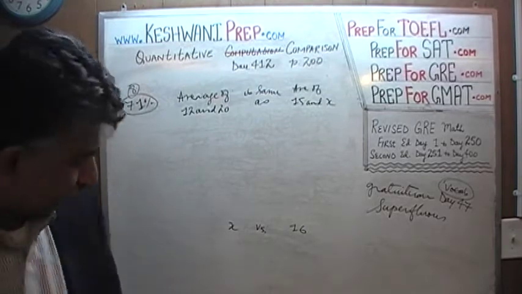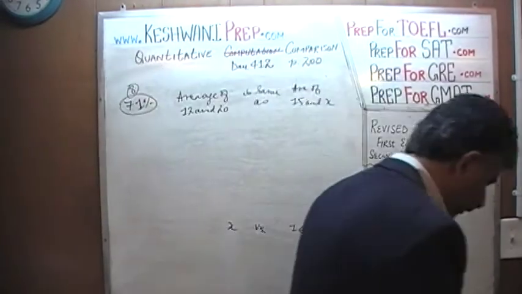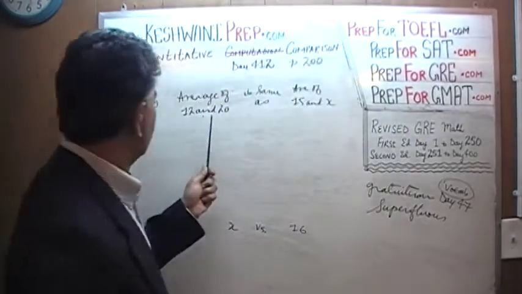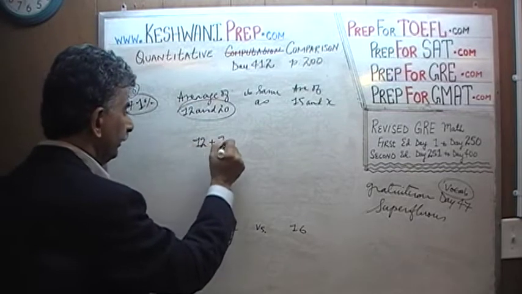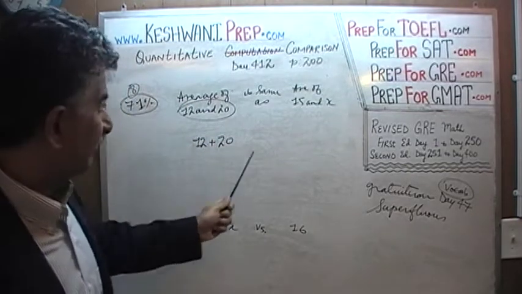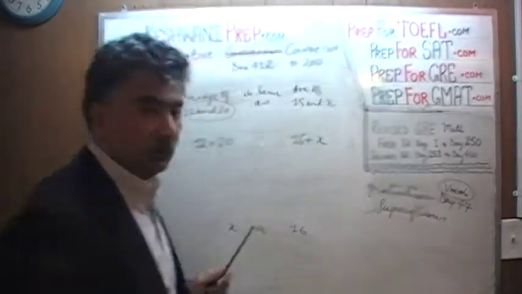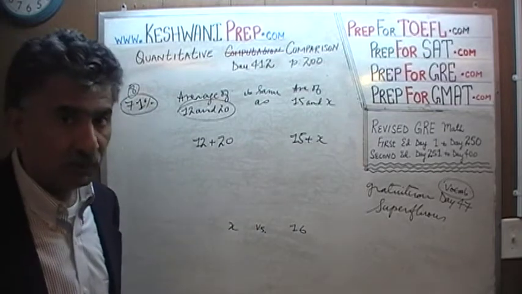Let's see what we can do here. What we're being told is that we have two numbers, 12 and 20. If you want to take their average, that average has to be the same as the average of those two numbers, 15 and x. Now, we could actually divide this by 2 and divide that by 2, equate them and solve for x. We could do all that, but that's not necessary.